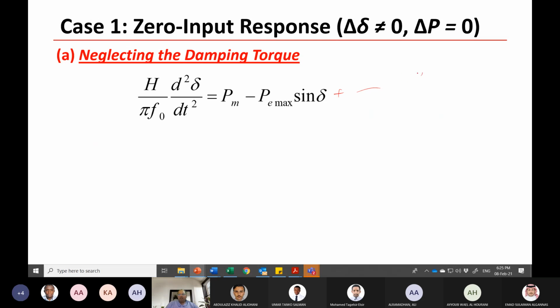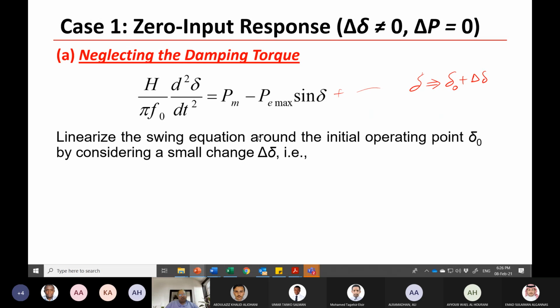And we have here zero input response. So delta will be converted to delta 0 plus delta delta. If we have any change in this delta angle, can we linearize around this operating condition? Instead of having delta, can we express this angle in terms of delta delta rather than delta? This is very simple, straightforward. I'm quite sure you experienced such linearization in different courses.